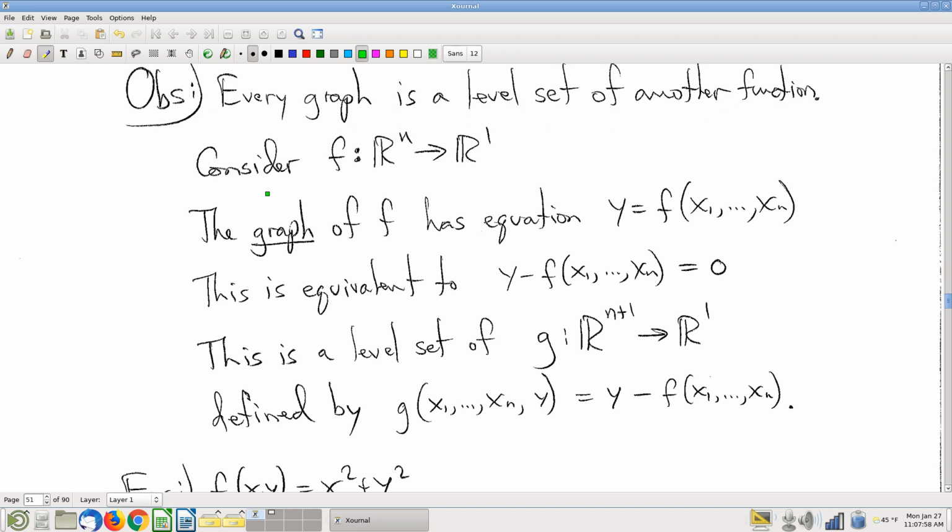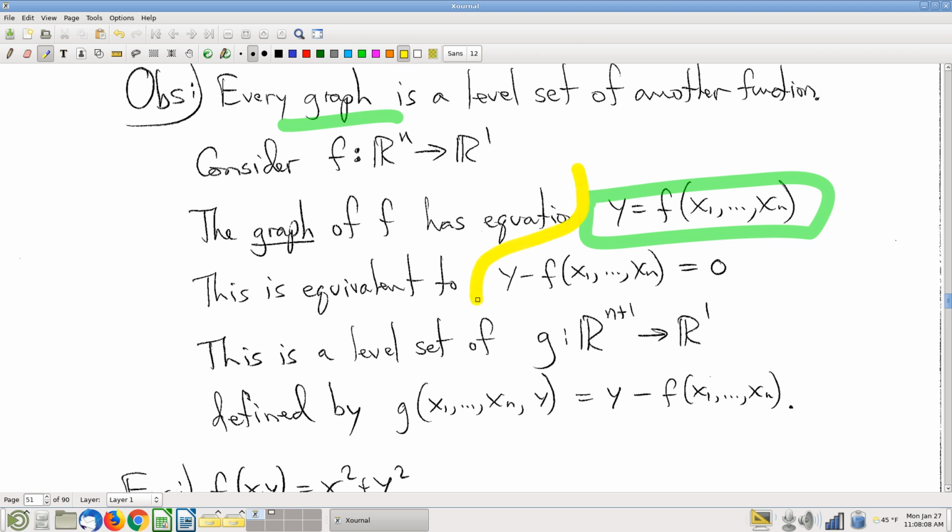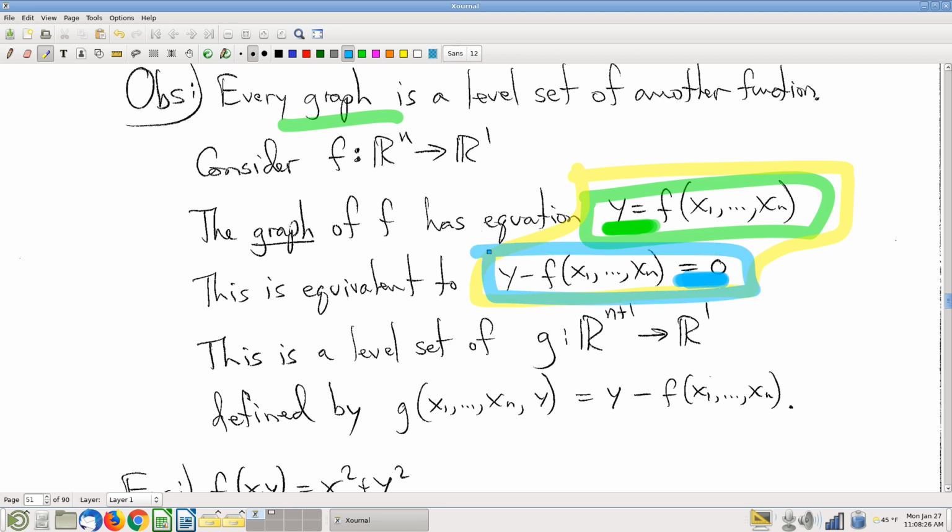But check it out. If you have a graph, here's a graph. That's what a graph is. I said a function equal to another variable. There's a graph. Well, I can very easily just adjust that equation around a little bit. And I hardly did anything to the equation. I just moved one term over to the other side. And notice what I now have is, instead of something written as a graph, I now have something written as a level set.